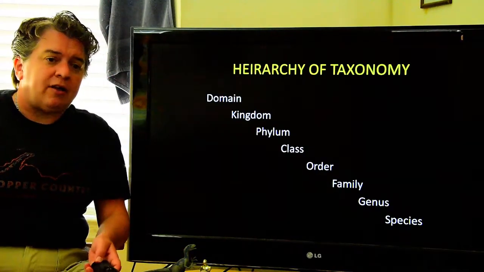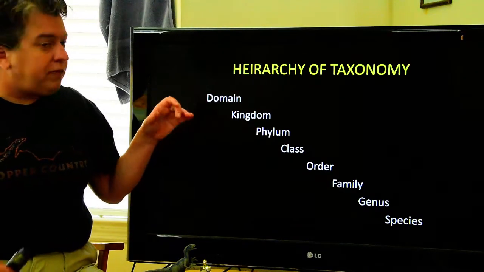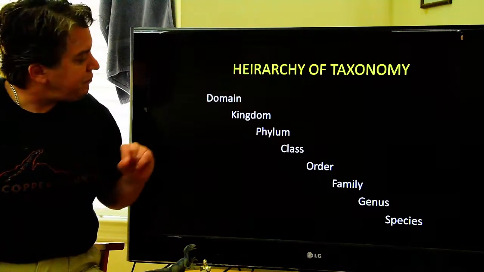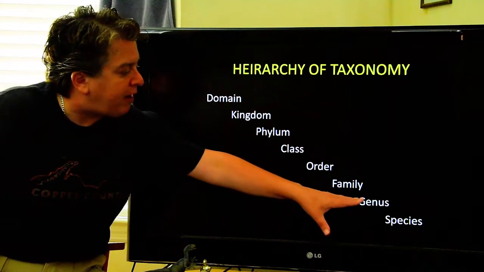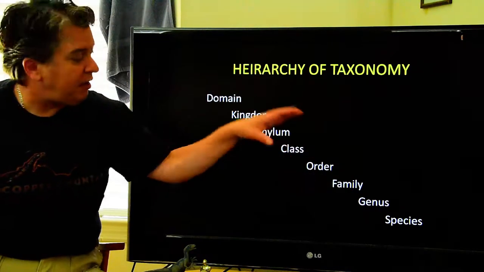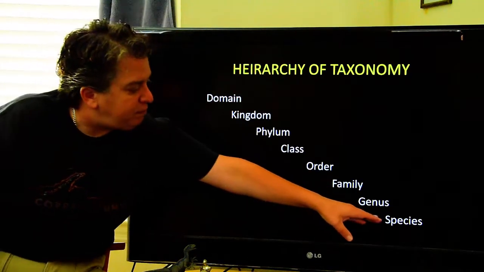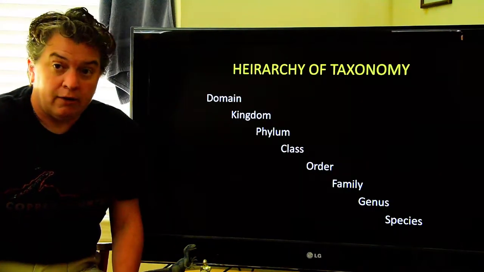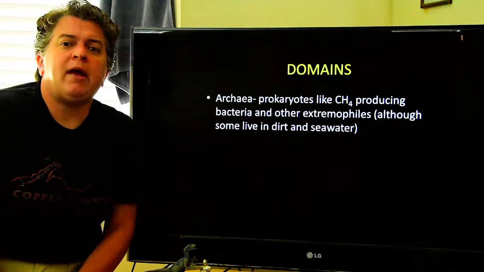Now, when we're looking at taxonomy, there's a hierarchy to this, where the biggest groups are what are called domains. And then we have the kingdom, the phylum, the class, the order, the family, the genus, and the species. So a domain contains many, many, many organisms. The species is this very individual group of organisms. So let's start with those domains.